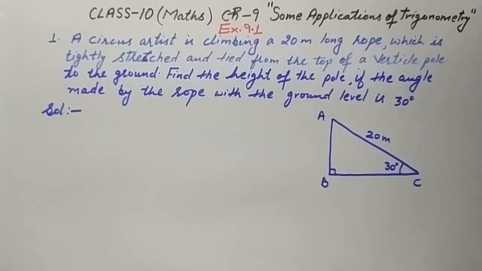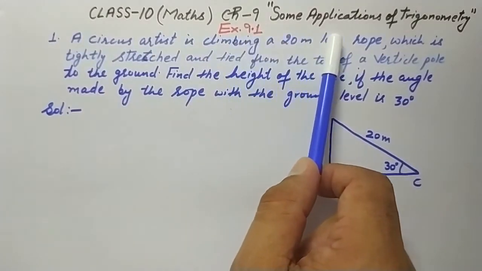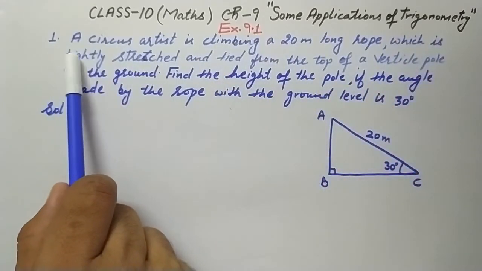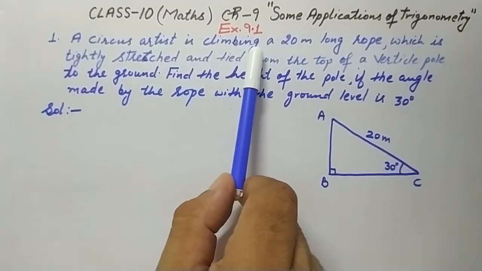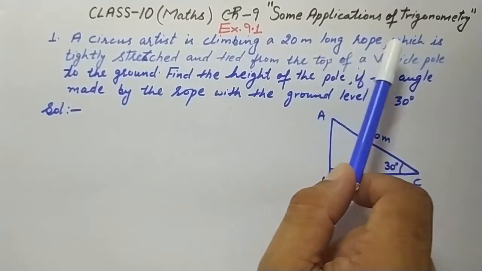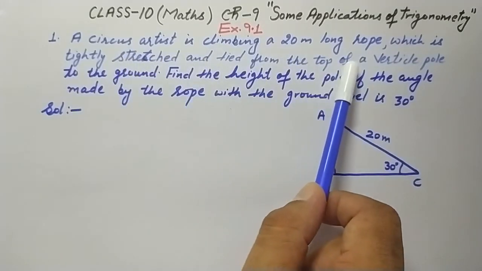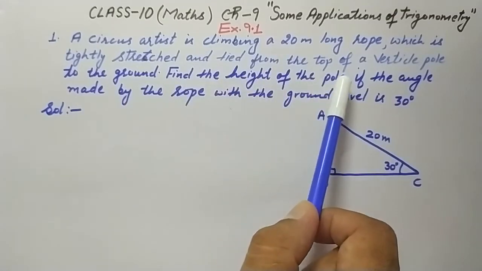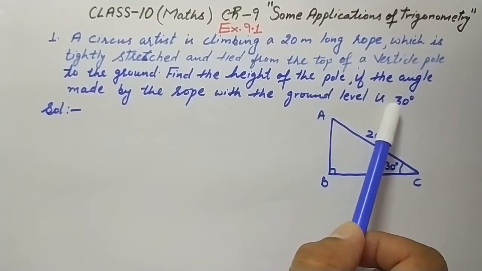Let's do this question, and this is taken from class 10 chapter 9, some applications of trigonometry, exercise 9.1. First question is, a circus artist is climbing a 20-meter long rope which is tightly stretched and tied from the top of a vertical pole to the ground. Find the height of the pole if the angle made by the rope with the ground level is 30 degree.